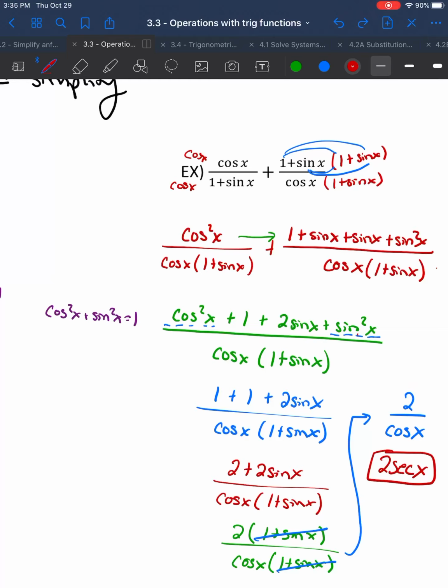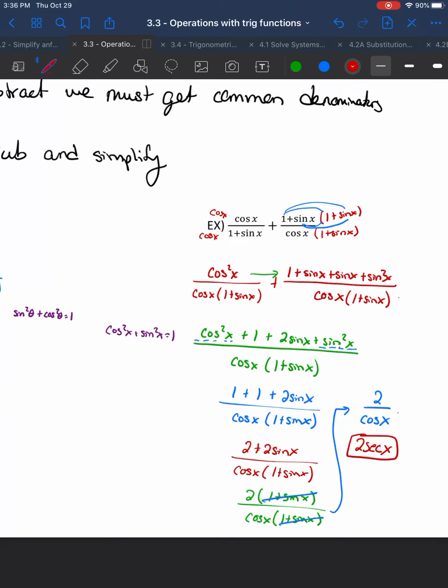Okay, so I switched out the cosine squared plus sine squared with 1, and then I brought down the plus 1 plus 2 sine x. I combined like terms in my numerator. Then I saw my 2 plus 2 sine x and realized, oh, I can take out a 2, which gave me 2 times 1 plus sine of x over cosine of x times 1 plus sine. Now I was able to eliminate those 1 plus sines, which left me 2 over cosine. 1 over cosine is secant, so 2 over cosine would be 2 secant.